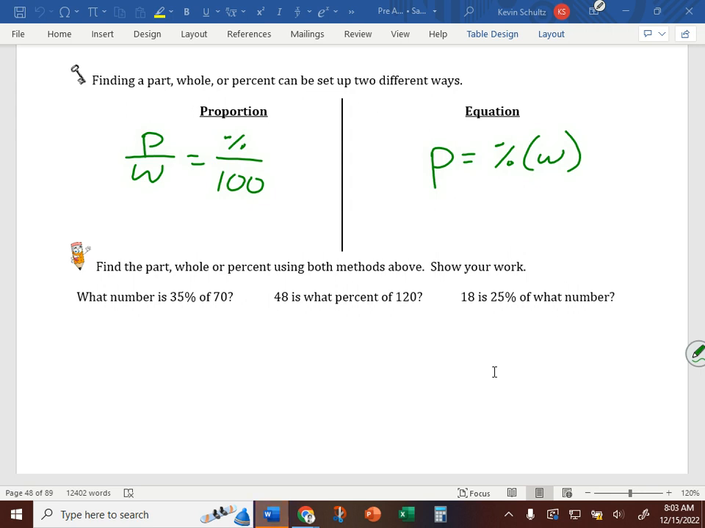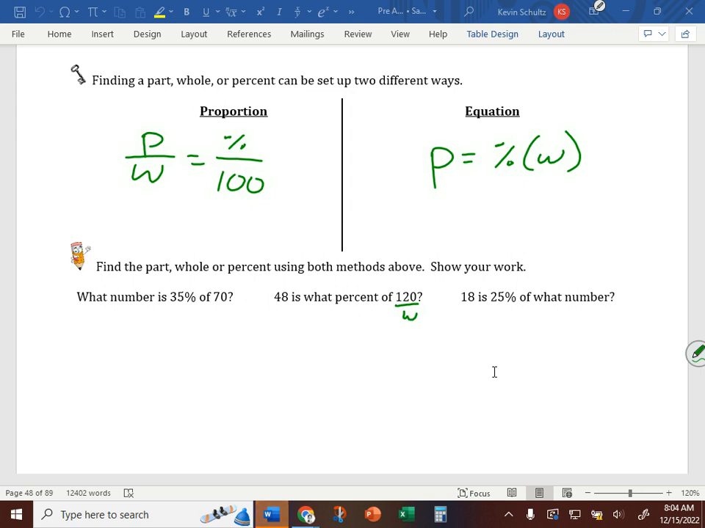48 is what percent of 120? We have to identify what's the part, what's the percent, what's the whole. So raise your hand, tell me one of those three pieces, what is it, where do you find it? Landon. 120 is the whole. And how do you know that 120 is the whole? Because it follows the word of. That's kind of your big hint for what the whole is.